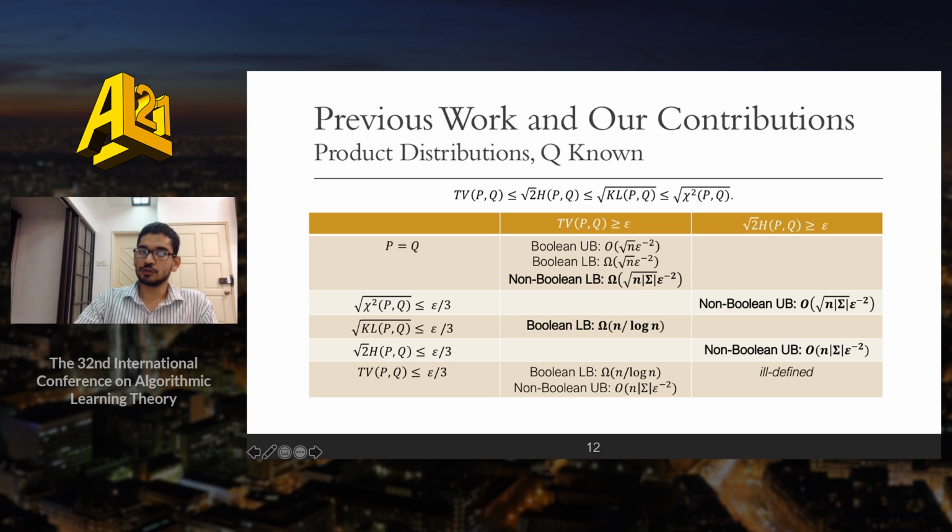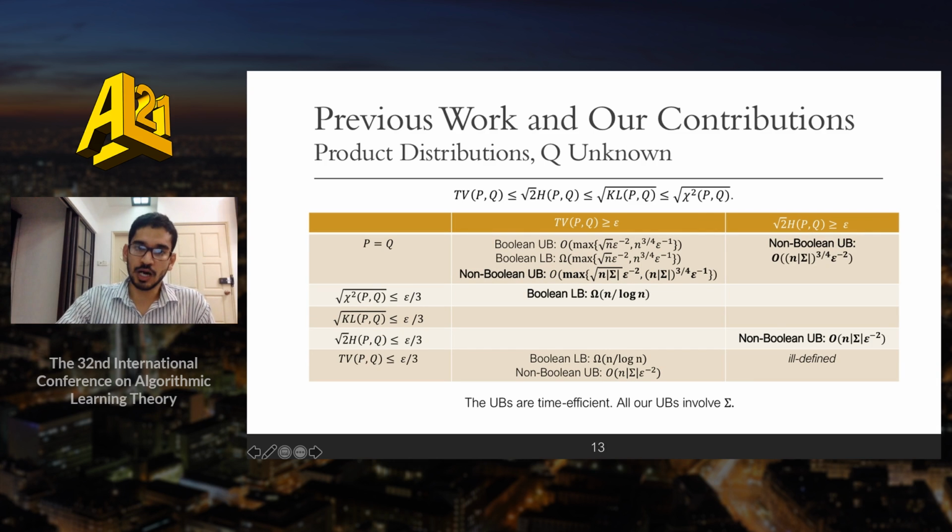Finally, we also show a new upper bound for the Hellinger versus Hellinger problem, which would take n times the size of the alphabet epsilon to the minus 2. Similarly, for the Q unknown case, we extend the previous result for the non-Boolean alphabet case for the non-tolerant testing with respect to total variation, and we also show an upper bound for the Hellinger case.